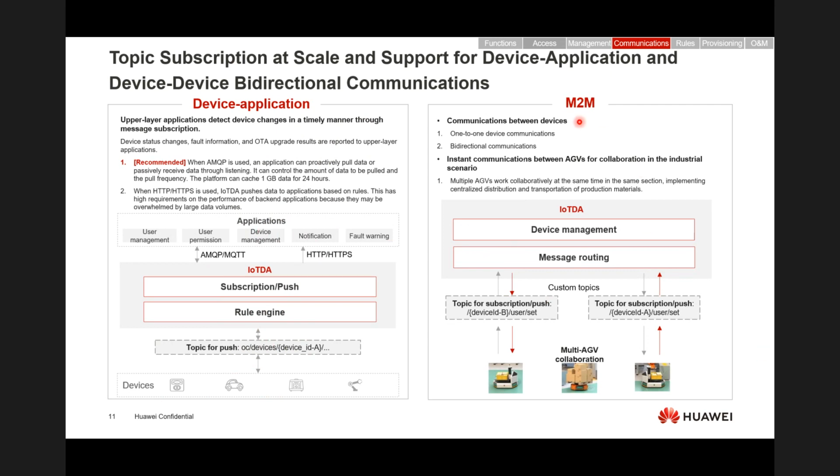Another scenario is M2M, machine to machine. This is device to application, and this is machine to machine. The device reports data to IoTDA, and we set up a rule like message routing, and then the data can be sent to another device. So this is device to application, and this is device to another device.